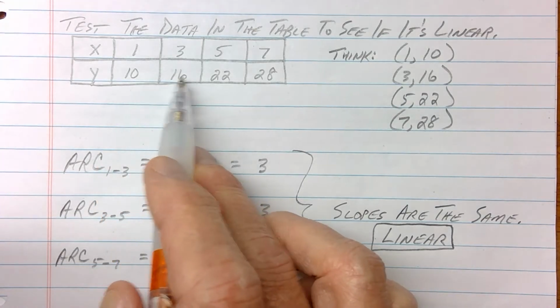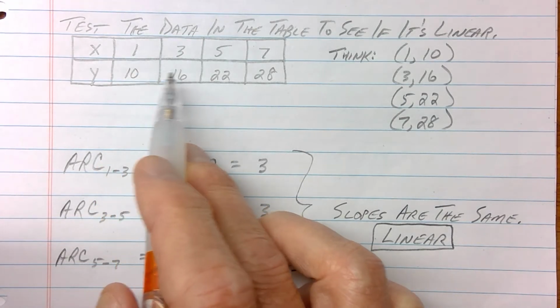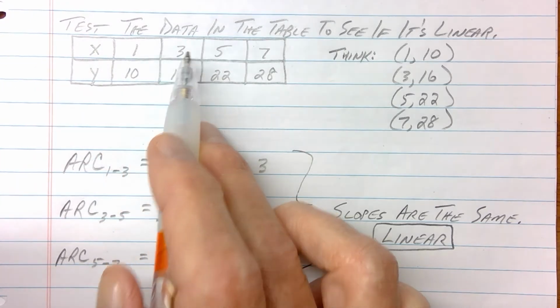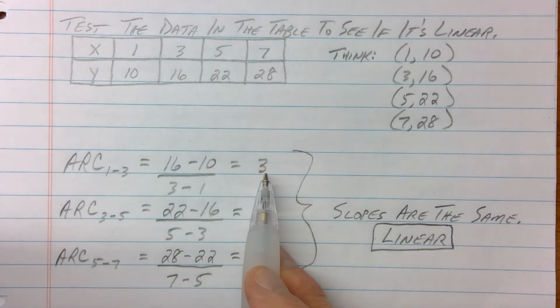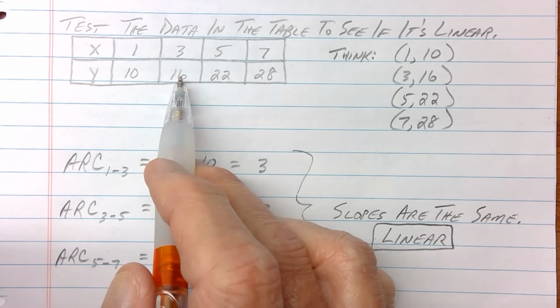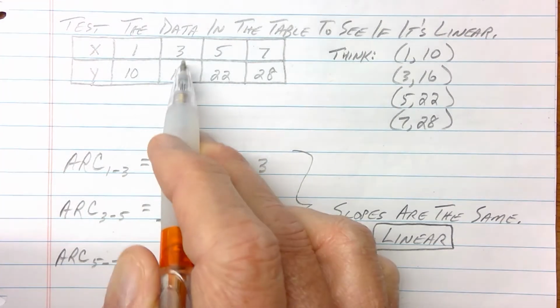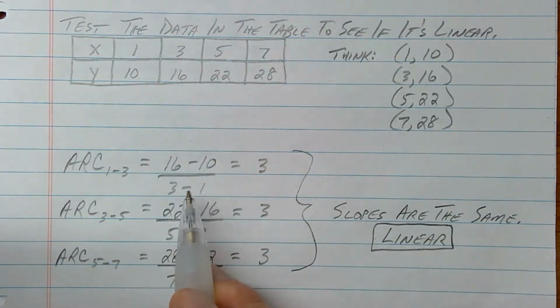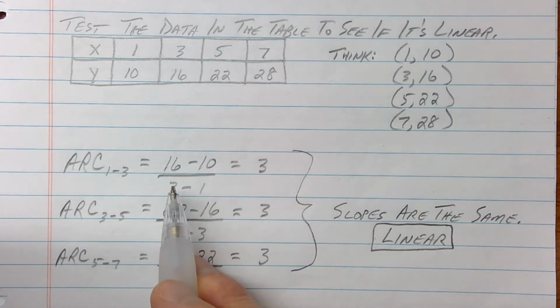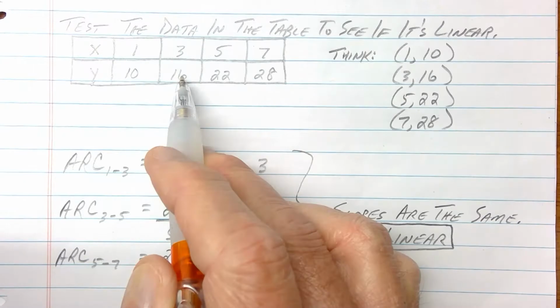Now remember, it'll work if you start with the 10. You can do 10 minus 16 over 1 minus 3. You're still going to wind up at positive 3. Just remember, whatever y you start with on the top of your slope, on the bottom you have to start with its partner, x. So since I started with the 16 for y, I have to start with the 3 for x.